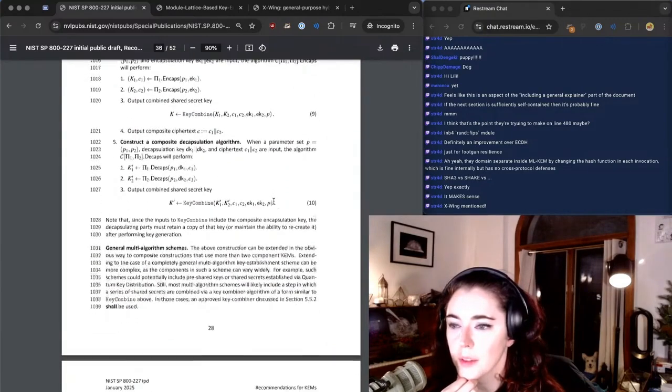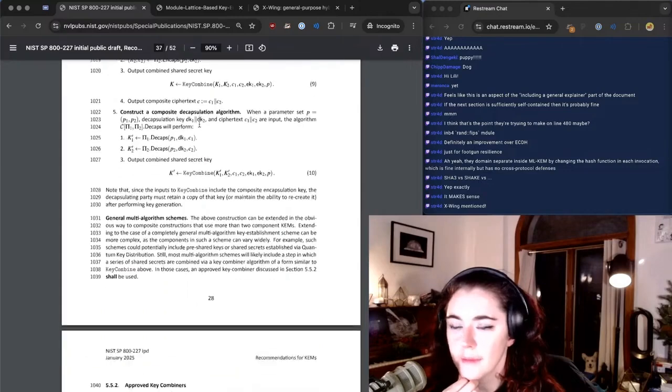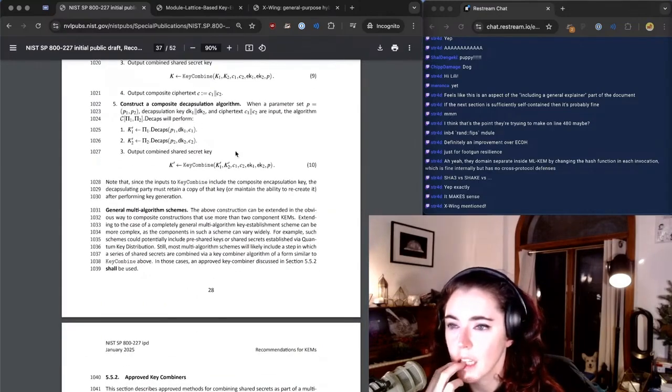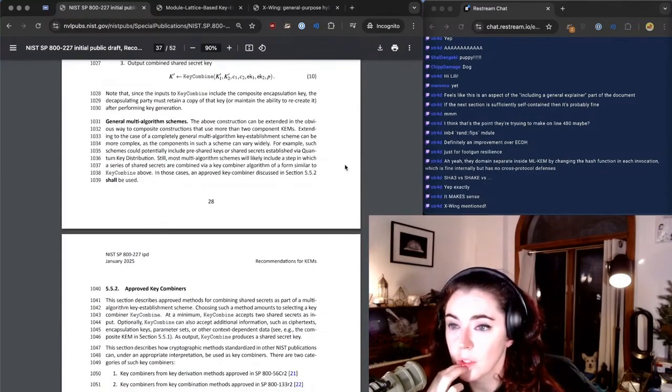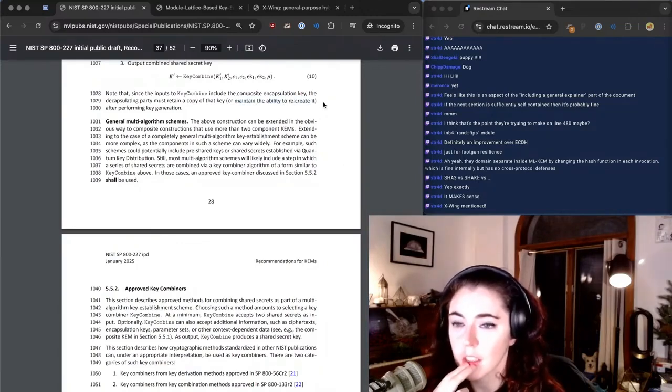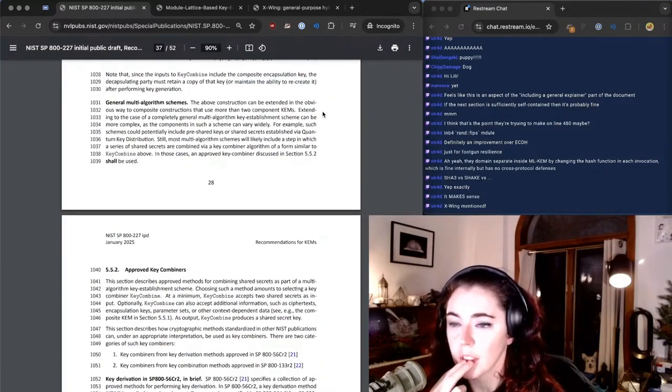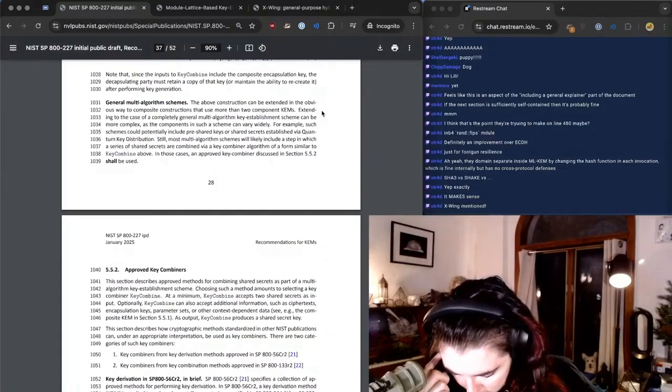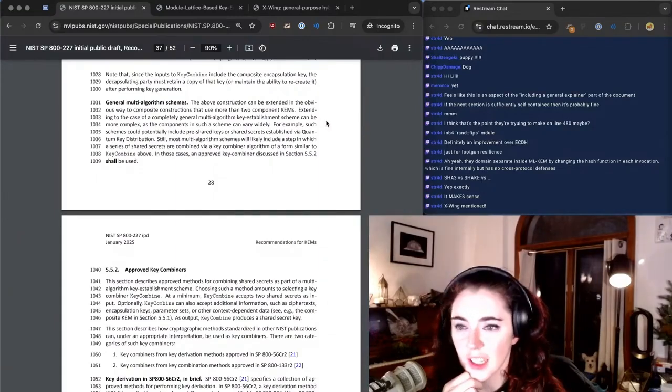Since the info to key combine includes the composite encapsulation key, the decapsulating party must retain a copy of that key or maintain the ability to recreate it. Very good. Because that means seed after performing key generation. Yep. Extending the obvious way to composite constructions. Extending to the completely general case. Yeah, multi-KEMs can be more complex as components.